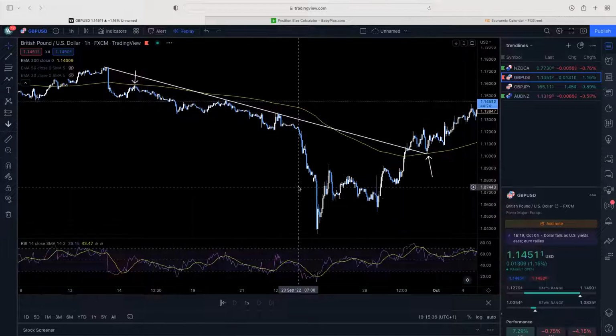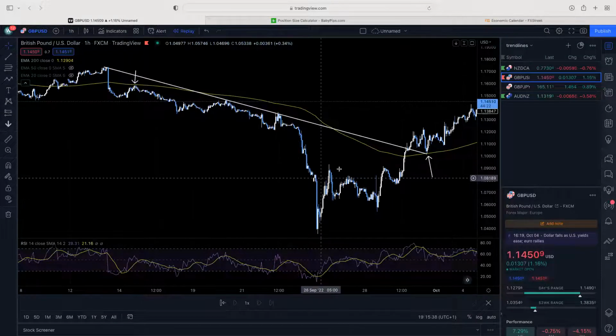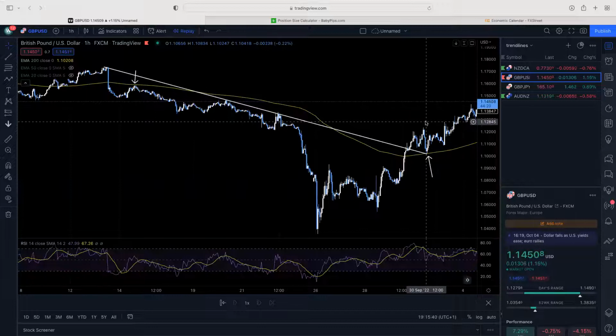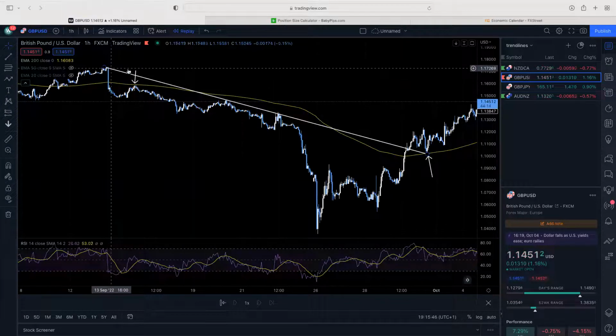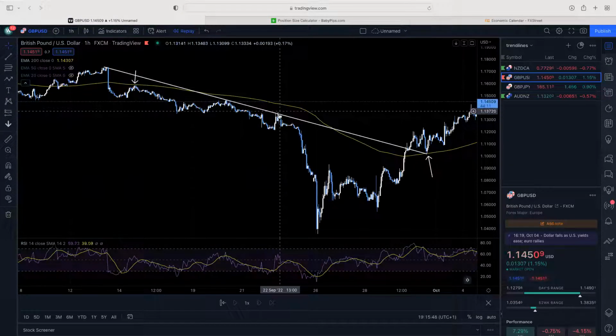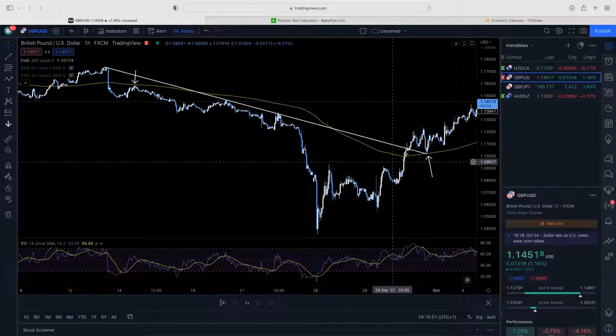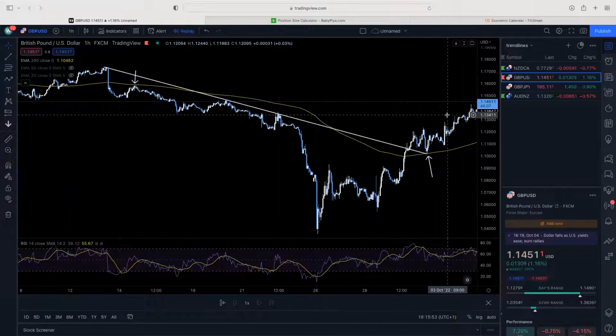Some currencies will have far more touches of the trend lines. For example, NZD CAD, we saw 7, 8, 9 touches before it broke. Whereas on GBP USD and quite a lot of other currency pairs, you generally see 3 to 4 solid touches before price breaks and goes the opposite way.